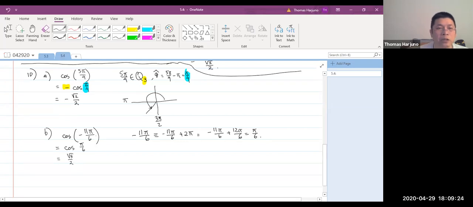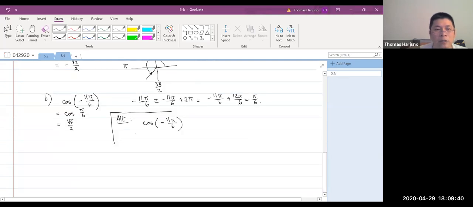Now, the other method is, alternatively, you use cosine as an even function. Cosine is an even function, so cosine of negative equals cosine of positive. That's according to B for 1. B for 1 says cosine of negative equals cosine of positive.